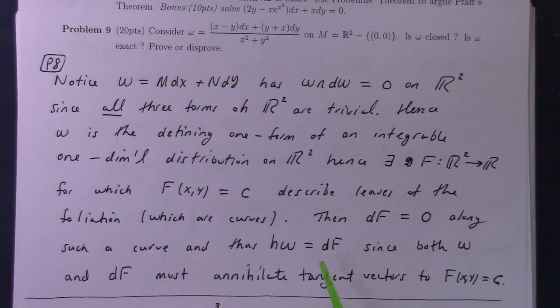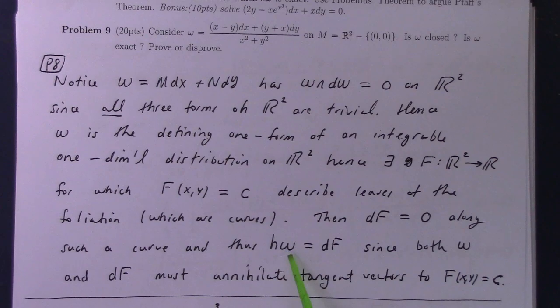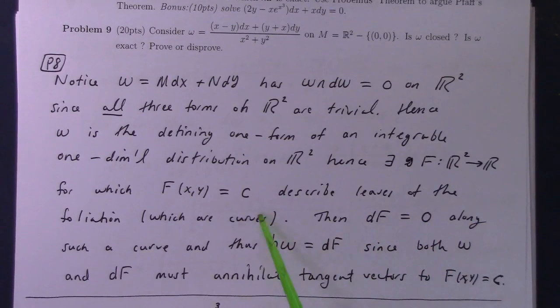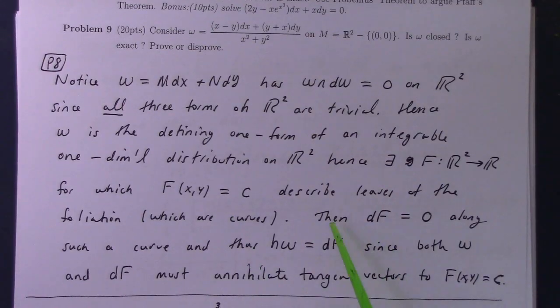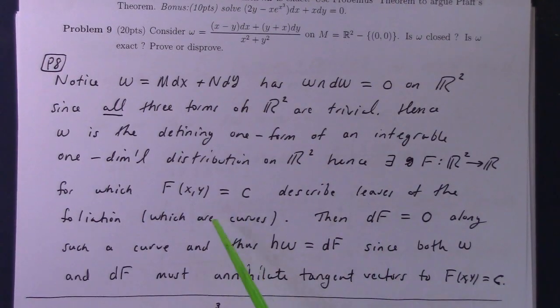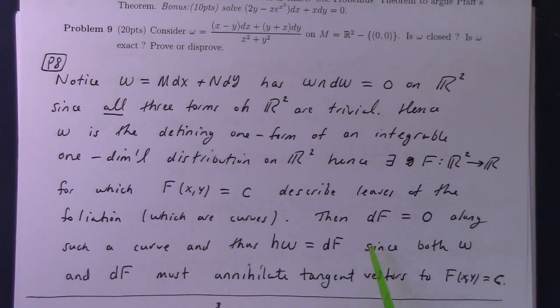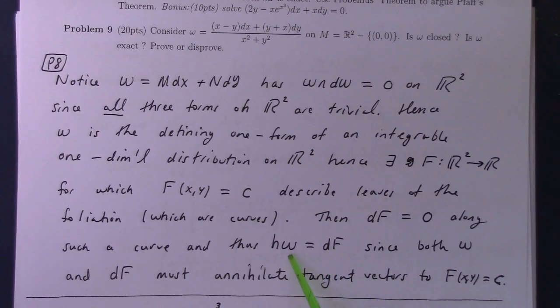And as such, that means that there has to be some h such that h times omega is df for something, because we can write our curves in the foliation as level curves, and then of course the exterior derivative, well, df is 0 along the level curve, right, which then by the geometry here means that omega has to match df, which is kind of just a fancy way of saying that there's some function h that when I multiply it by omega, it makes it exact.